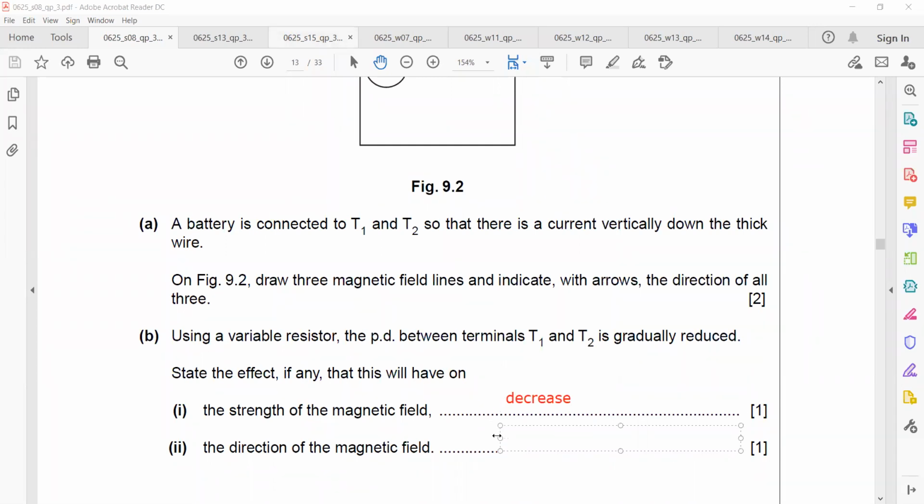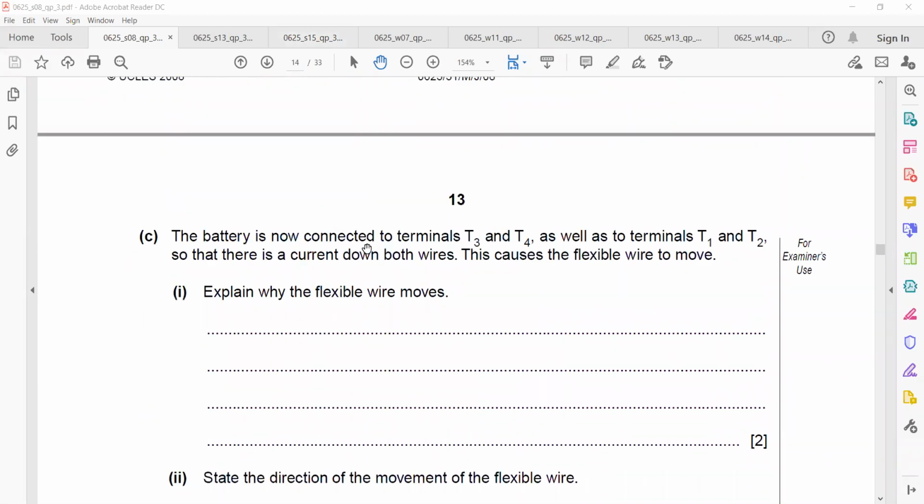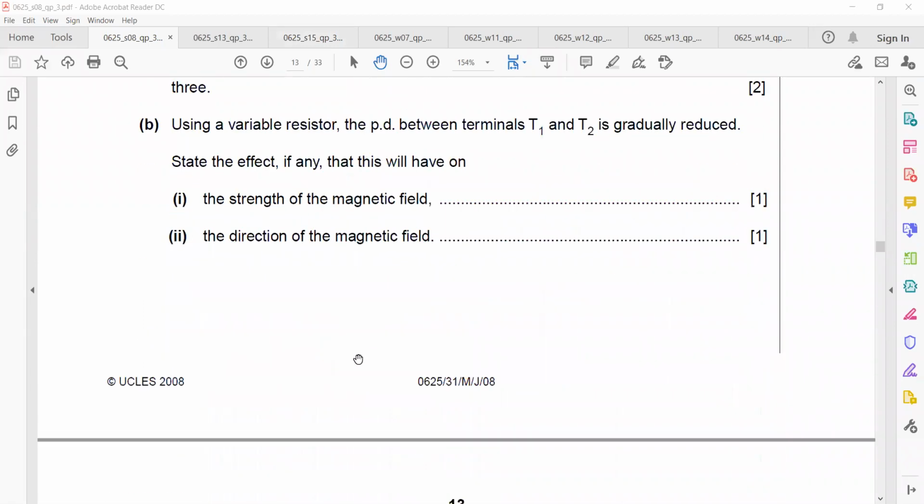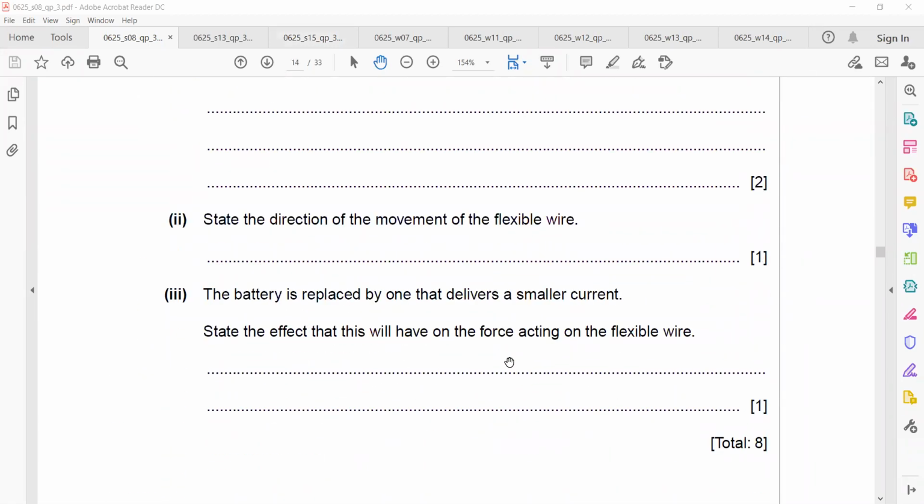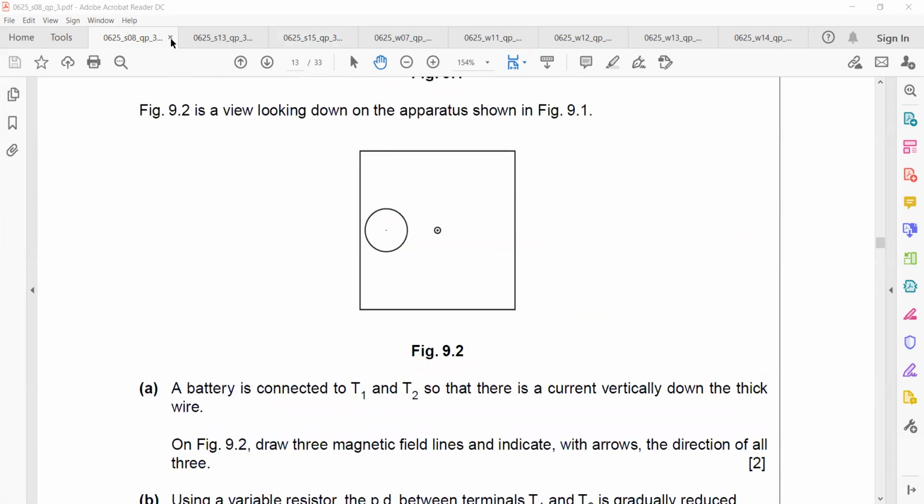But what happens to the direction of the magnetic field? Is there any effect? The direction stays the same, so it will have no effect. The direction of the magnetic field depends on the direction of the current, and the strength of the magnetic field depends on the voltage we apply from the source. The other part is there, but that's related to the force between the wires. Another rule is there for that.